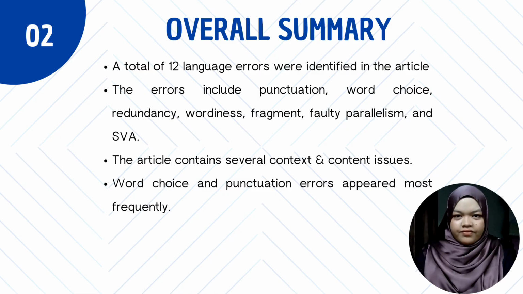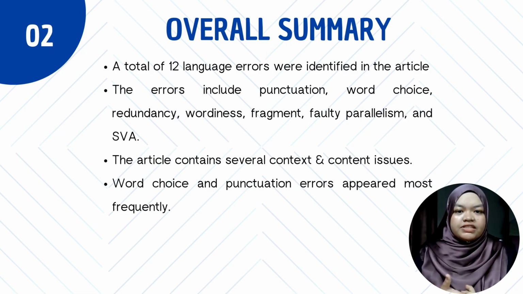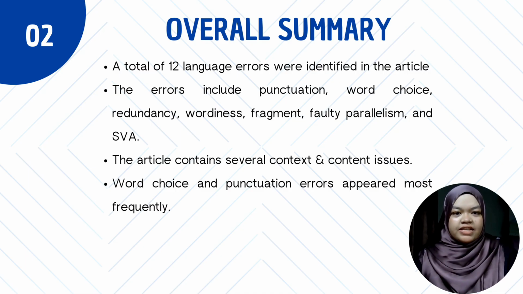Overall, I identified a total of 12 language errors in the article. These errors include punctuation, word choice, redundancy, wordiness, and fragment. Besides language errors, I also found several issues related to context and content. Among all the categories, word choice and punctuation errors appeared the most frequently. This shows that although the article discussed a relevant topic, there are still several areas that can be improved to make the writing more clear and more effective.